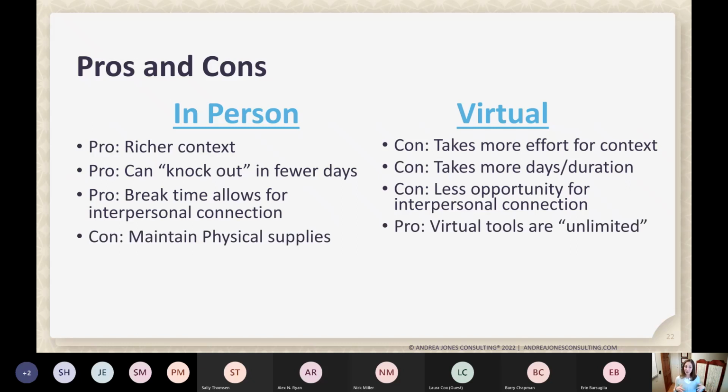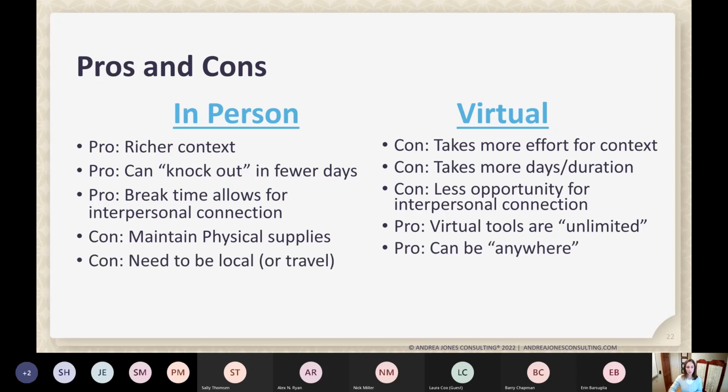On the flip side, in person, you have to have those physical things. If you show up and you forgot the butcher paper, then you're putting the stickies on the wall and they're falling down. I mean, that's just not helpful. So you have to maintain that stuff. Whereas in a virtual environment, this stuff is always there for you. Those tools are, they're not free, but they're available and unlimited. And then in person, you have to be local or you have to travel to get there to do it all in person.